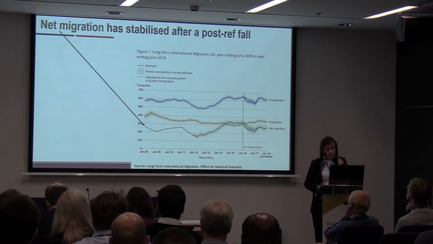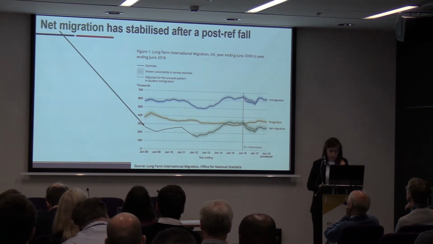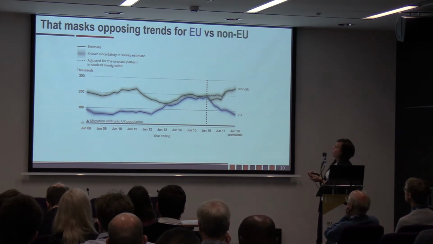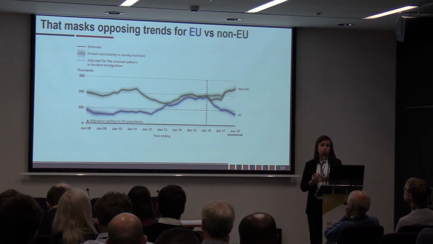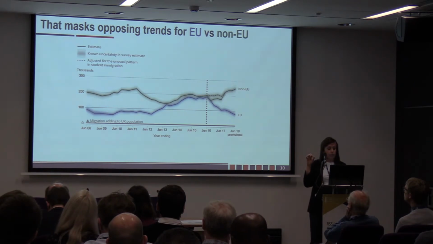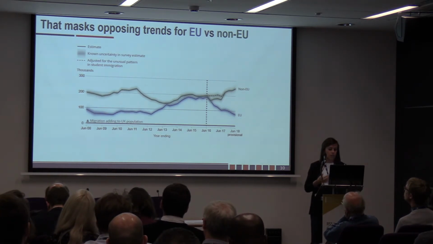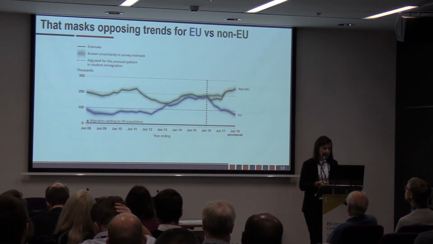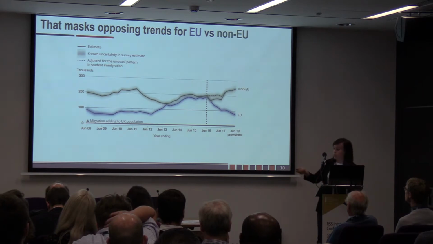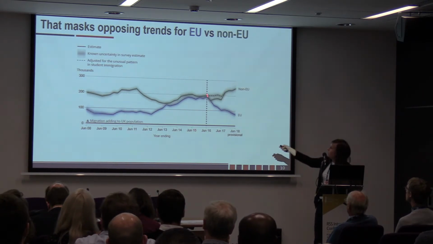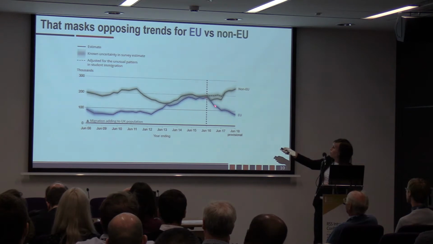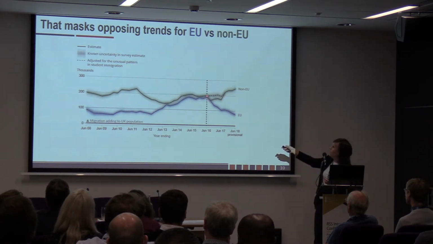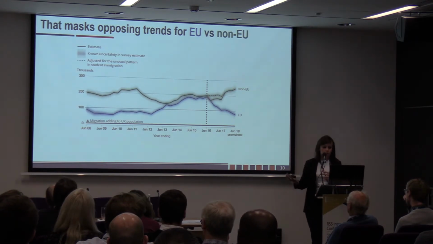But just plotting this immigration on its own, well, that's actually masking opposing trends for EU versus non-EU. So actually we can take that immigration and split it down and say, okay, what is the immigration for EU versus non-EU, and we can see that, so this is when we had the EU referendum. So following the EU referendum, immigration from the EU has actually decreased quite a lot, and immigration from non-EU is increasing.